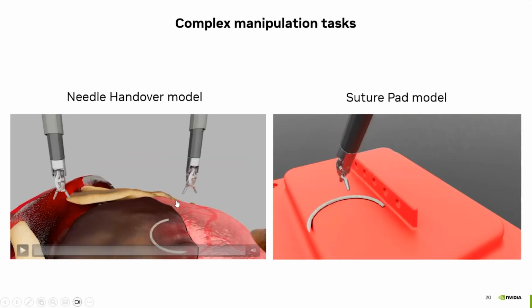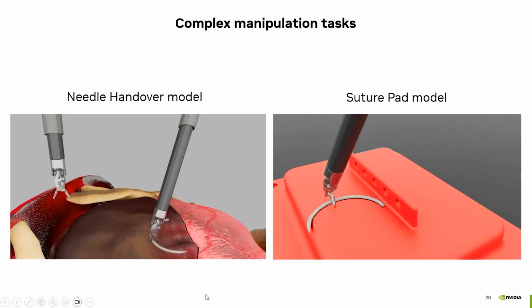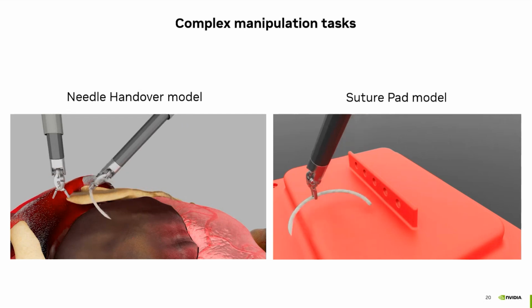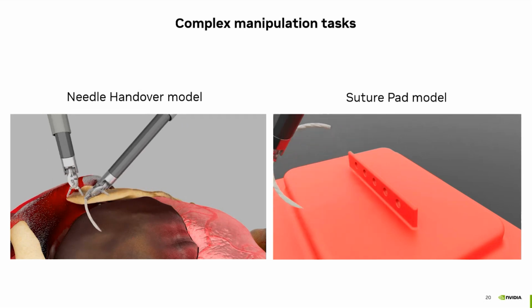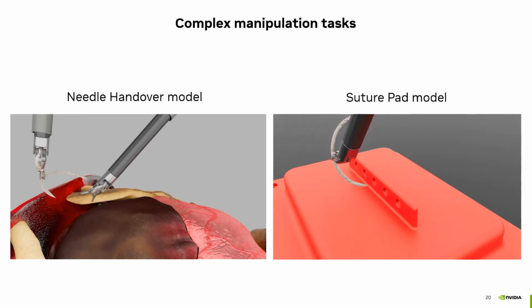And these are two of the more complex tasks, which are needle handover and the suture pad. So we see one gripper taking the needle and then moving the needle to a handover position. The other gripper takes it and moves it to another position. On the right, you see the suture pad model passing the needle through the suture hole. And this is quite impressive. I mean, this is not a teleoperation video. This is a trained model performing the task on 50 demonstrations, right? So I just want to highlight that.